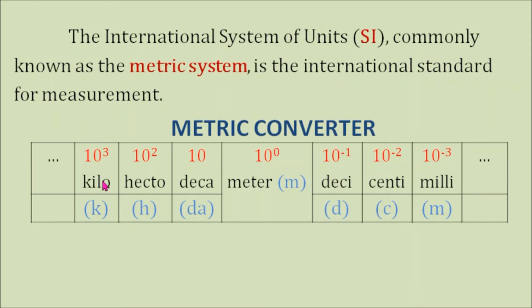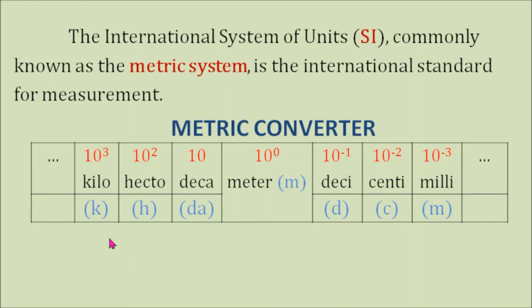1 kilometer equals 10 hectometers. 1 hectometer equals 10 decameters. 1 decameter equals 10 meters. 1 meter equals 10 decimeters. 1 decimeter equals 10 centimeters. And 1 centimeter equals 10 millimeters.